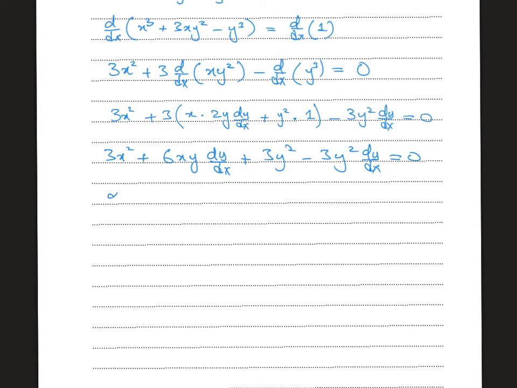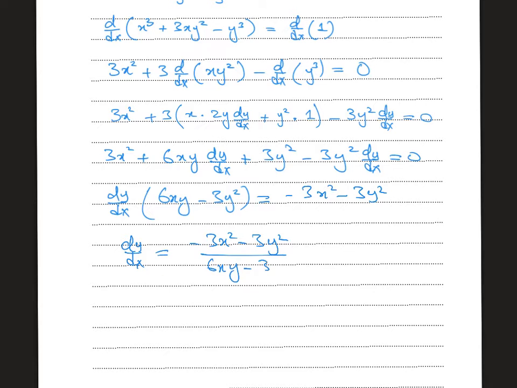Okay, so now let's collect the dy over dx terms together. So 6xy minus 3y squared, basically we can collect these two terms. And that equals, we can take the rest of the terms to the right hand side, so this will become minus 3x squared minus 3y squared. Okay, so this means dy over dx equals minus 3x squared minus 3y squared over 6xy minus 3y squared.